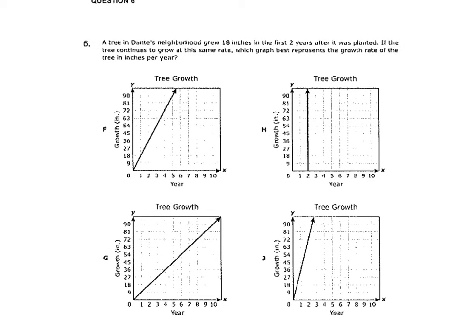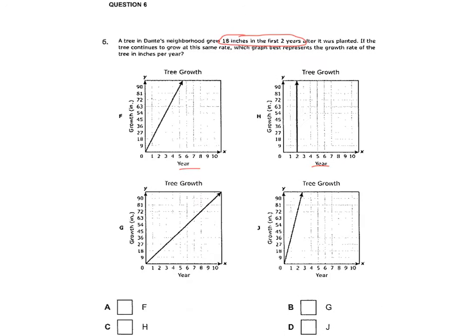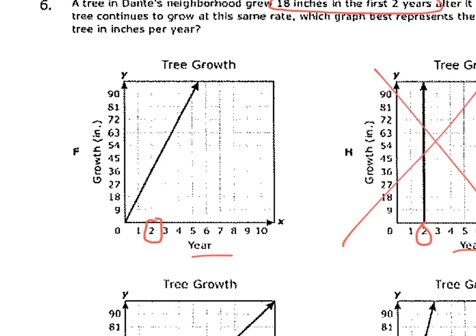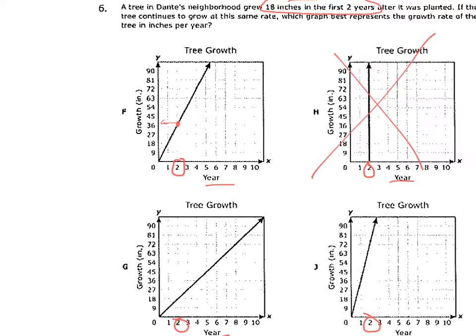Number 6, a tree in Dante's neighborhood grew 18 inches in the first 2 years after it was planted. So at 2 years, which seems to be my x-axis, my line should be crossing at 18. So I've got 2, 2, 2, and 2. Remember, graphs like this are not going to work for us right now. Not when it's talking about something that's growing, increasing over time. So my line should cross at 18. Let's see, our line crosses about right there, which is not quite 18.